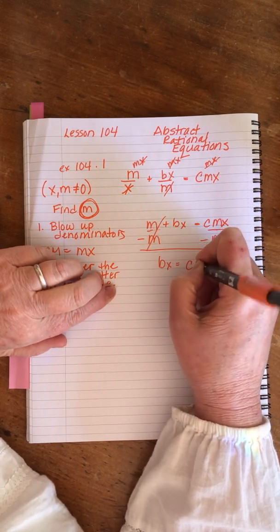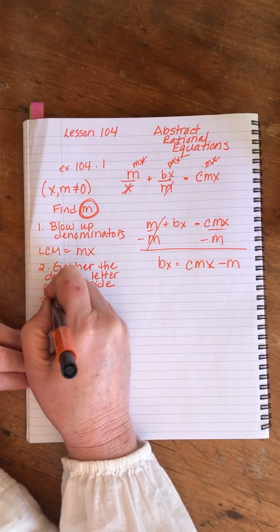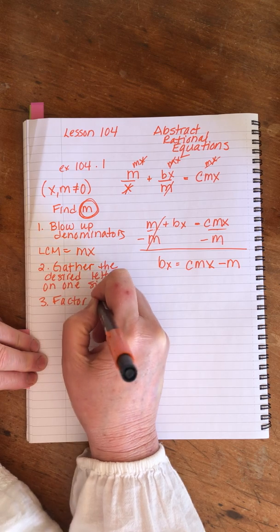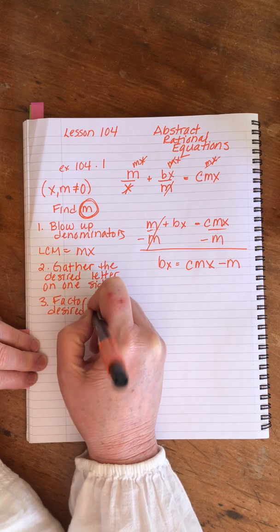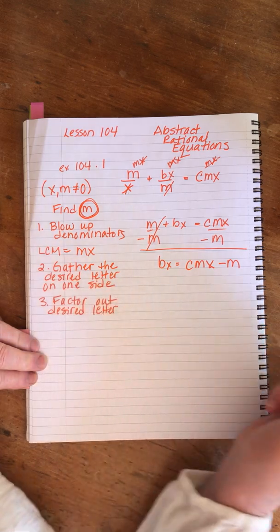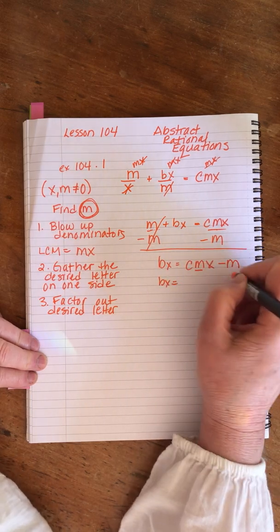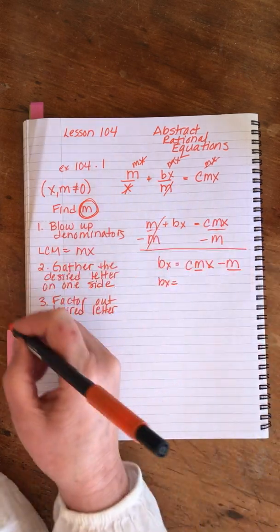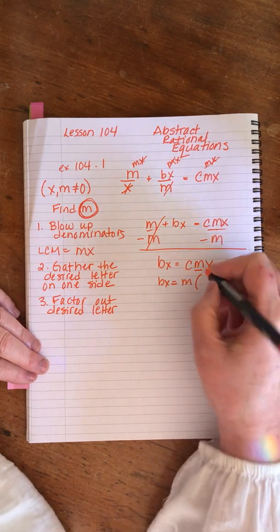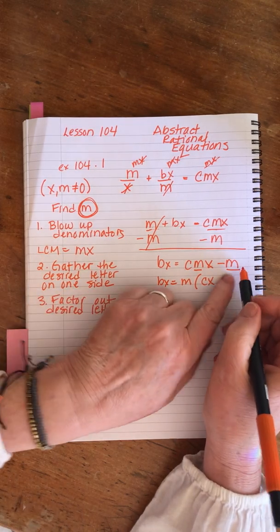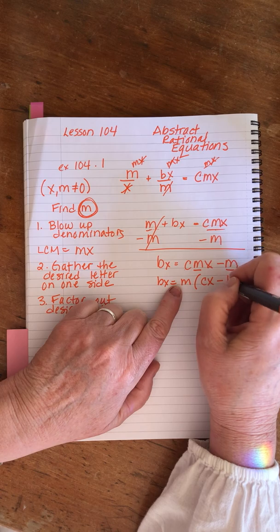BX equals CMX minus M. Third step: factor out the desired letter. So that's all going to be on this side. I'm going to leave the BX equals the same. M is my desired letter, so I'm going to factor that out of this pair of terms. I'll be left with CX, and here comes the tricky part. When we factor the M out, this isn't 0, it's 1.